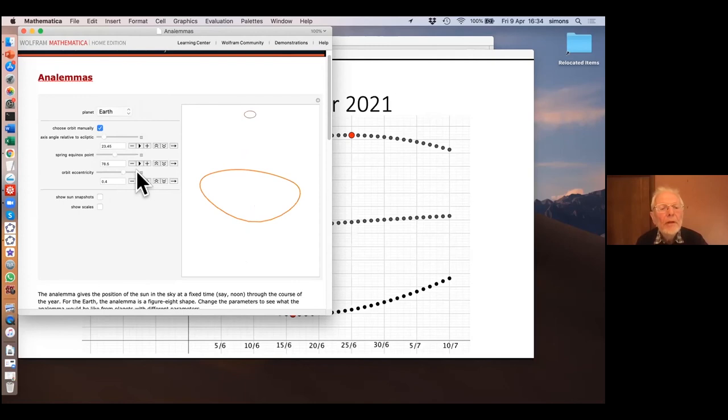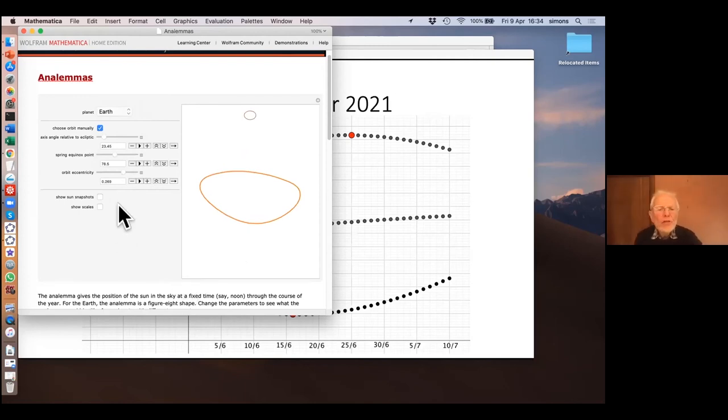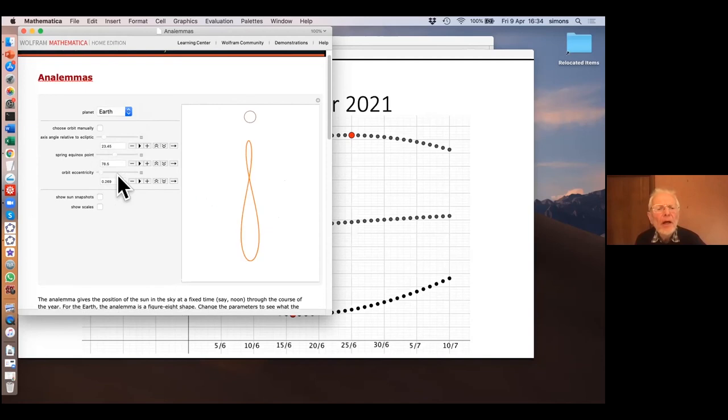Right, now there is a parameter missing here that you might expect to see that you could play with. What would that be? Well, number of days in the year. So it sort of doesn't matter because there is actually an underlying smooth curve for the analemma. And there are 365 dots on it, which slither around. And if there were fewer days in the year, well, there'd be fewer dots, but the underlying shape would be the same.